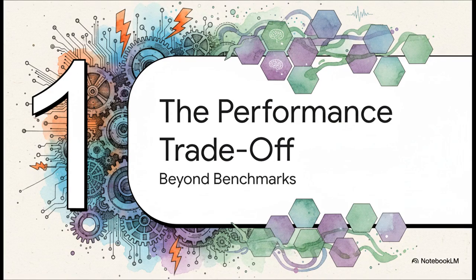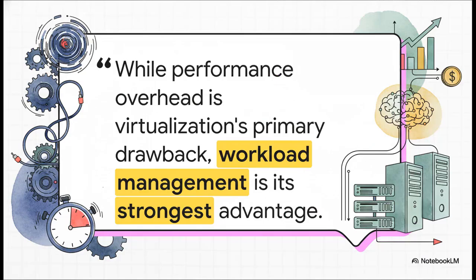Yeah, this really is the core conflict, performance versus flexibility. We're going to move beyond just looking at benchmarks and really dig into the business value, and you'll see why the management capabilities virtualization brings to the table can be an absolute game changer for your entire AI strategy. There's this one quote from the research report that just nails it. It says, "While performance overhead is virtualization's primary drawback, workload management capabilities represent its strongest advantage." And that idea right there, that's the lens we're going to be looking through today. This isn't a bug, it's a feature. It's a deliberate and often a really smart trade-off.